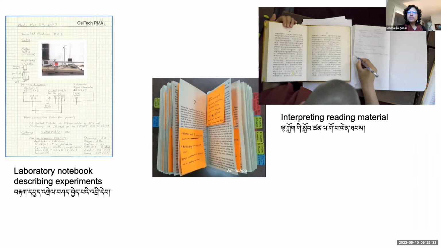We also read material for our science classes, and we know that reading tends to be more passive. And if you combine it with either talking about it, like monastics do with debate, or with writing, you're more likely to understand what you've read.